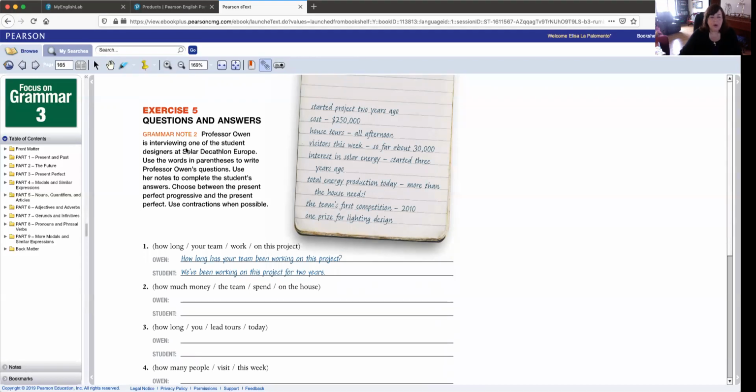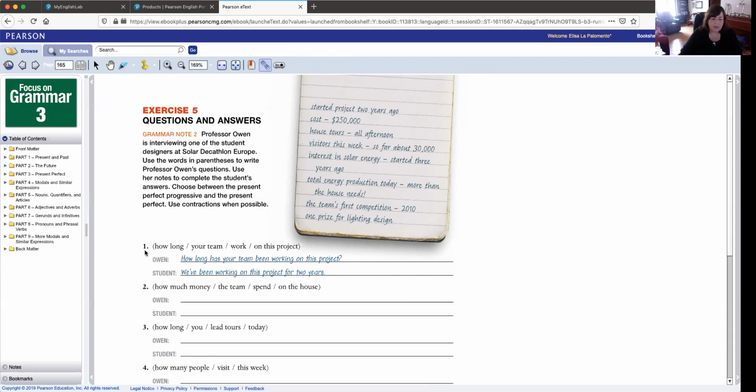It says, Professor Owen is interviewing one of the student designers at Solar Decathlon Europe. Use the words in parentheses to write Professor Owen's questions. Use her notes, these are her notes here, to complete the student's answers. Choose between the present perfect progressive and the present perfect. Don't use contractions. I'd rather you not use contractions unless you're just using it with the negative, like hasn't or haven't. That's okay. So over here, these are notes that will help you answer the questions from the student.